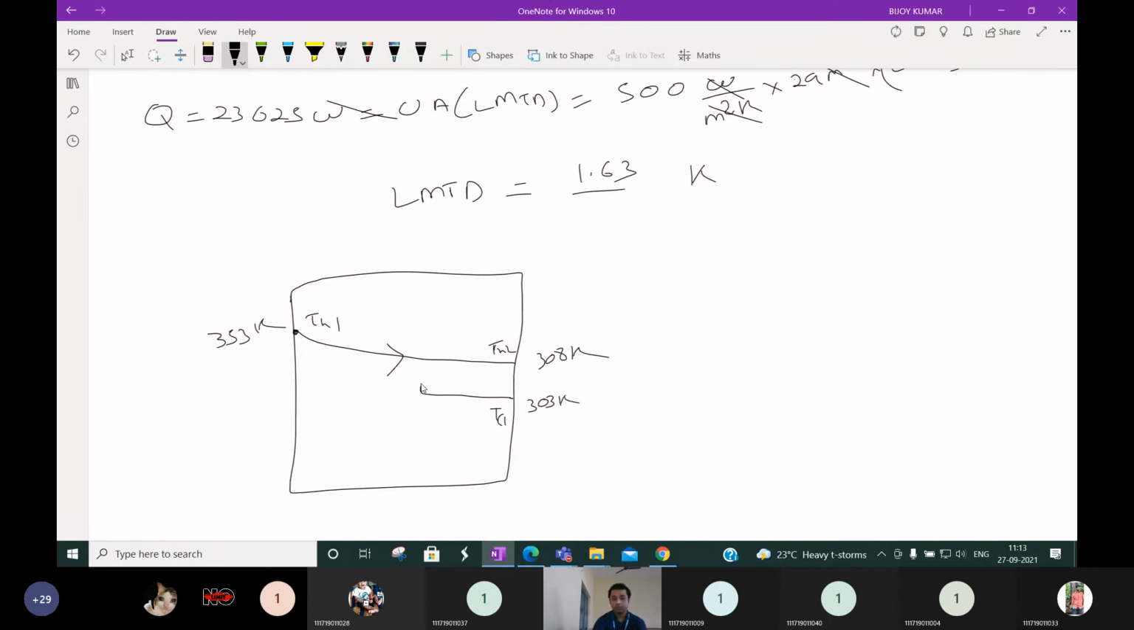And this temperature will obviously increase, because the cold fluid or water temperature will obviously increase as the hot temperature is decreasing. So this is TC2, which we don't know. So what will be delta T1 here? 353 minus TC2. Delta T2 is nothing but 308 minus 303, or you can say 5. Okay.